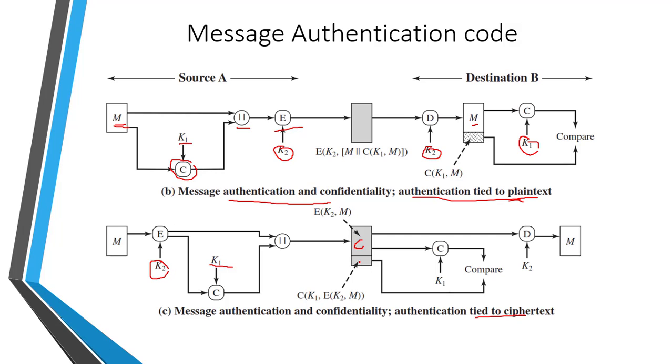So on the receiver side, first of all, the receiver will calculate the MAC on the ciphertext and then compare it with the appended received MAC, and also decrypt the message using the shared secret key K2 and get the original message. So here the MAC is calculated on the ciphertext. That's why this method is known as authentication tied to ciphertext. So using these two schemes, we are getting the message authentication as well as confidentiality using the message authentication code.